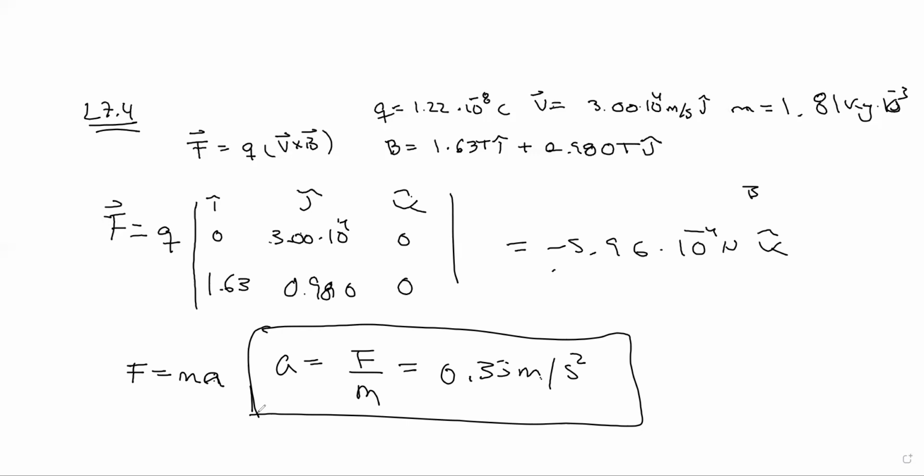Let's do problem 27.13. So one more question. All right. So what is the direction of the acceleration, right? It's going to be along the force, right? So it's negative k hat in this case. So this is part B, and this is part A. There you go.